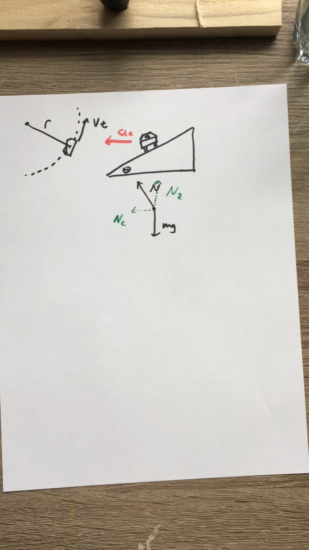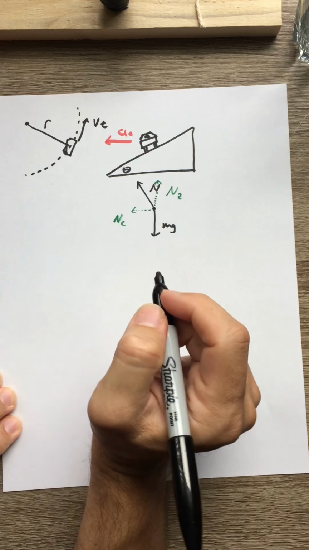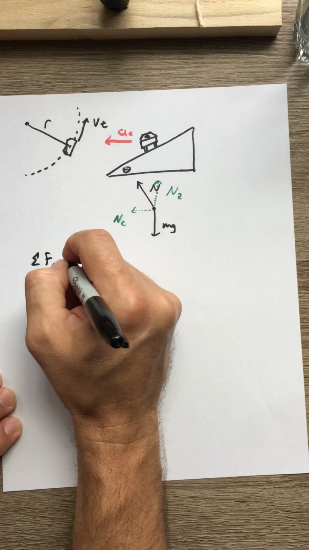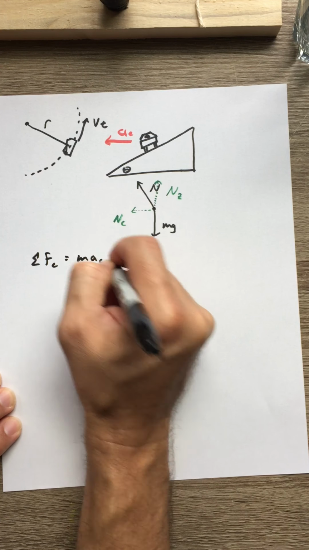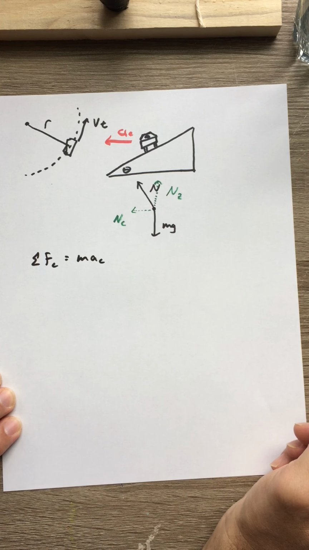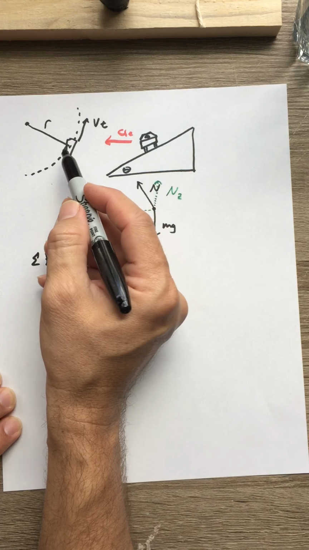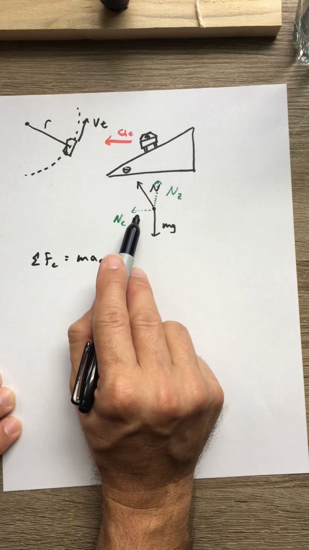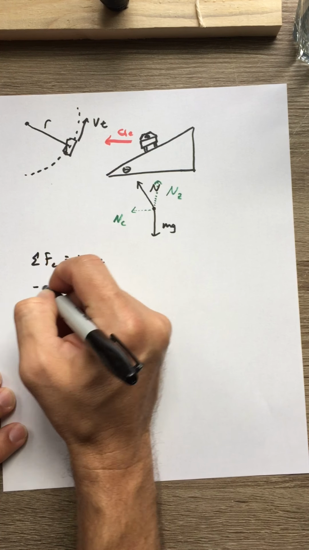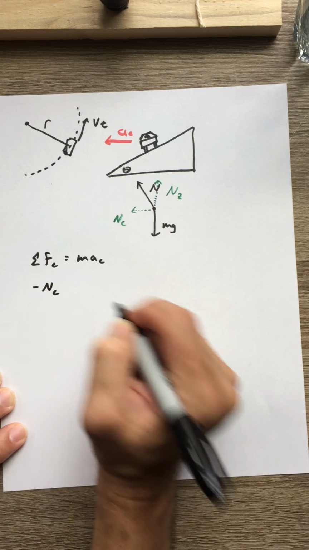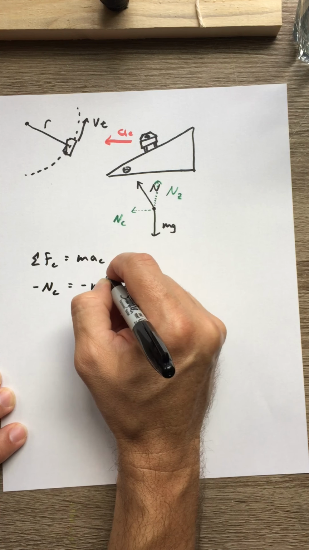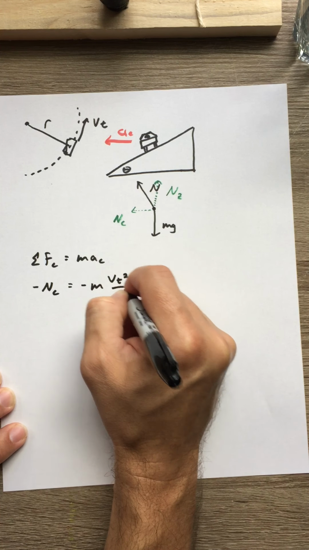And so if I sum up my forces in the centripetal direction, that's got to equal m a centripetal. And we're going to define toward the center of the circle as negative. So this component is negative, and I'm going to get minus N_C is equal to minus m v tangential squared over r.